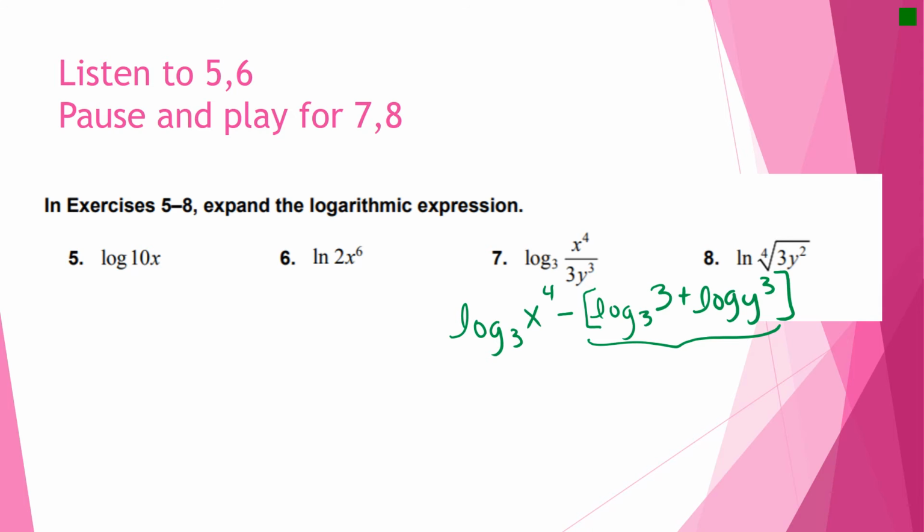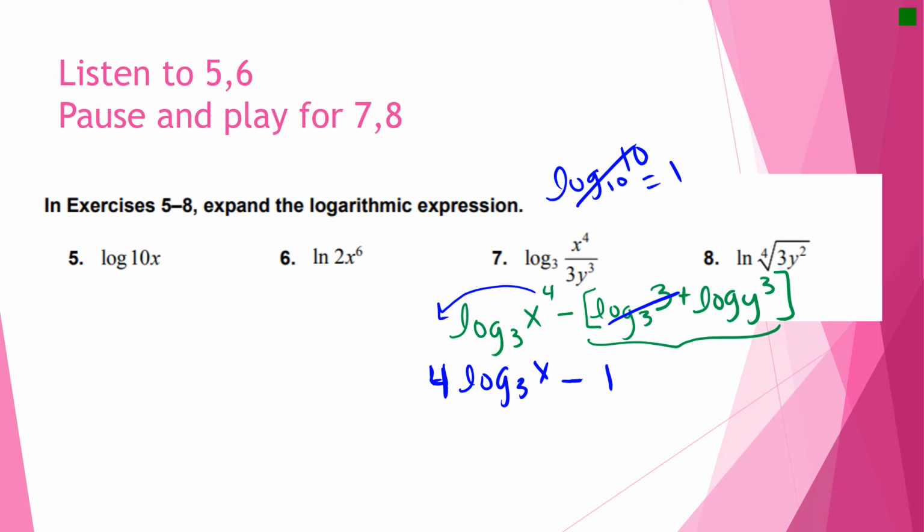Now we're going to go through and take care of our power rule. So the 4 comes in front. So it'll be 4 log base 3 of x, that part is finished, minus, and now over here, log base 3 of 3 works the same way the log base 10 of 10 did. Without working it out, we realized that if the bases are the same, that was just equal to 1. Same thing's going to happen here. Log base 3 of 3 is just 1, and that's still in the brackets. And then the 3 comes down in front, log of y. Now I know I did that fast. Feel free to watch that a couple of times if you need to.